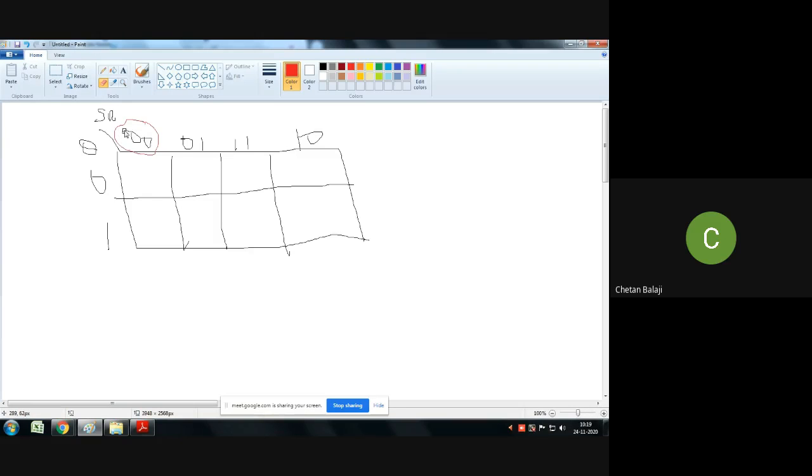I am giving it in the red color circle. It is 0 0. According to the truth table, if SR is 0 0, what is my next state? Q plus, for input SR 0 0, what is the Q? No change. No change means the same 0 will come here, the same 1 will come here.